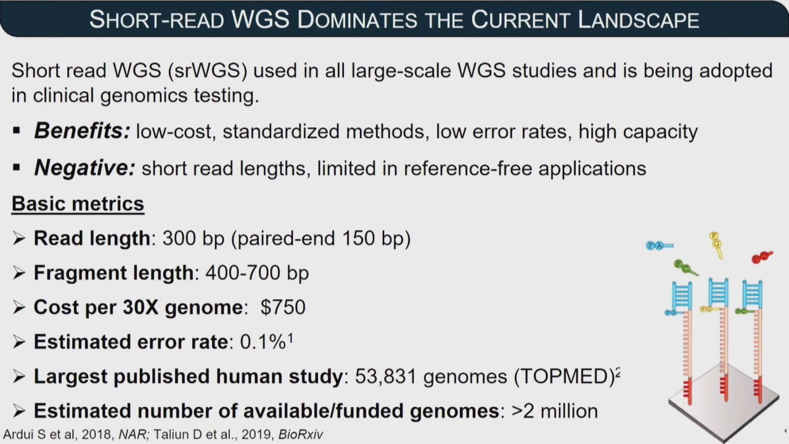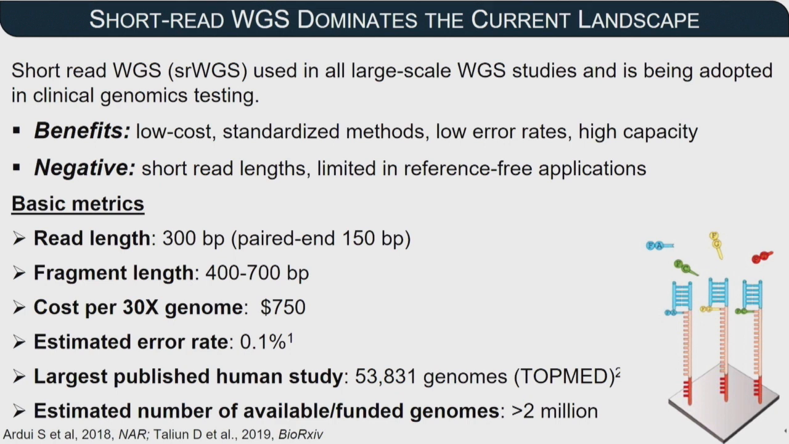Negatives are the short reads. So we have a huge genome, over 3 billion bases, and yet we're trying to piece it together with 300 base pairs at a time, which is really 150 base pairs from two ends of a small fragment. This presents a lot of challenges. It is not an ideal way to analyze or to assemble a genome. It's really limited then in reference-free applications.